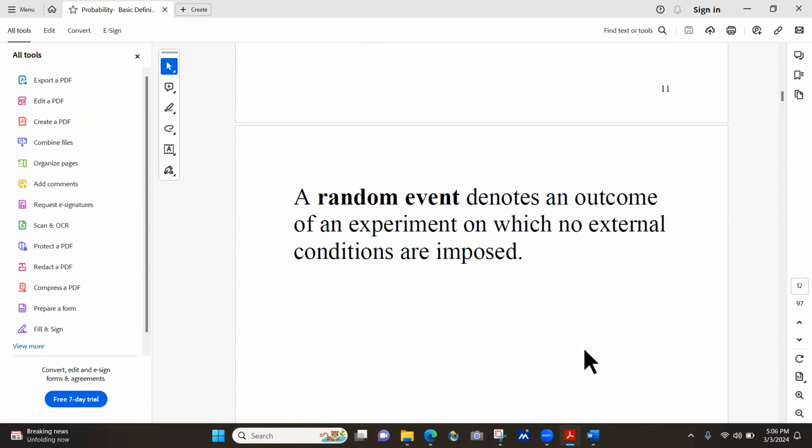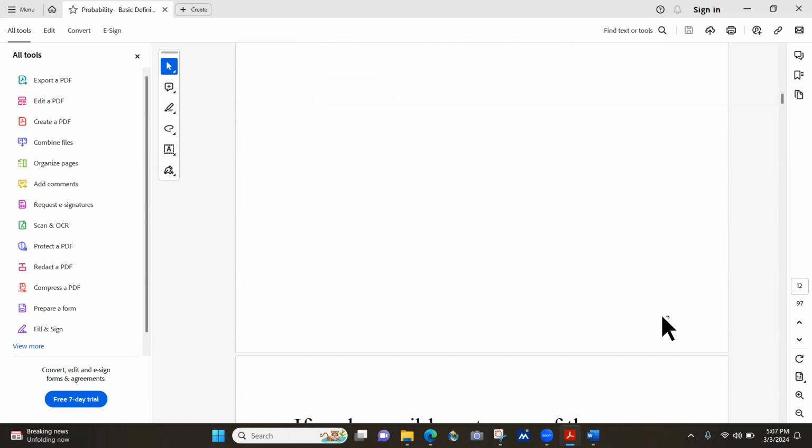Okay, this is a good one. A random event denotes an outcome of an experiment on which no external conditions are imposed. So a random event is something, so when you roll a die, getting a one is a random event. You have no way of controlling what you're going to get. Assuming they're all equally likely, getting a six or a head when you are tossing a coin is a random event. You have no control over it.